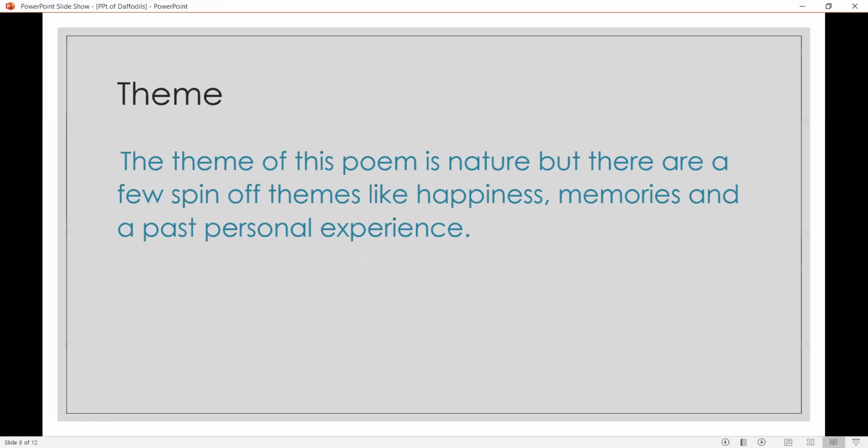Now, what is the theme of the poem? The theme of this poem is nature. But is it only nature? No. There are a few spin-off themes like happiness, memories, and a past personal experience. The past personal experience of the poet with the daffodils. It talks about the happiness also. It talks about the memories also. So this comprises the theme of the poem.